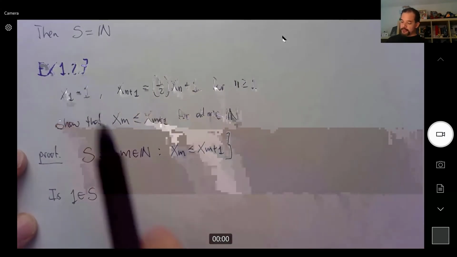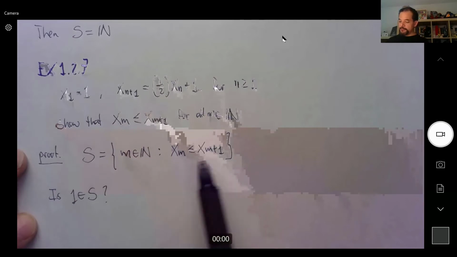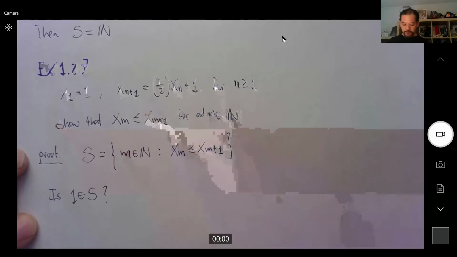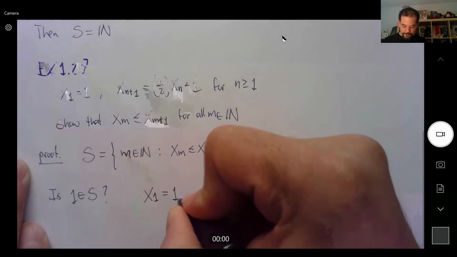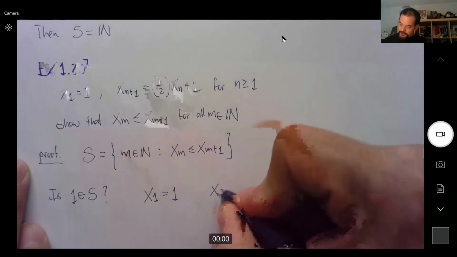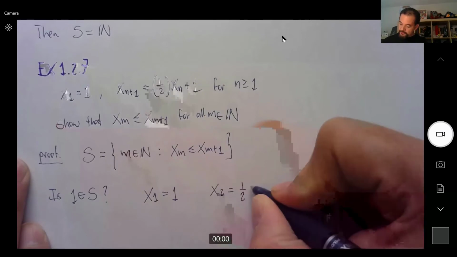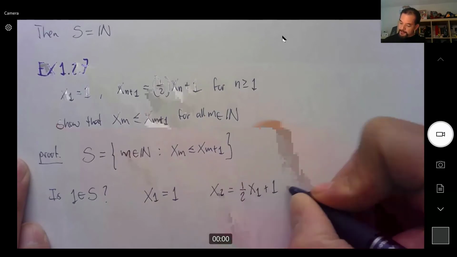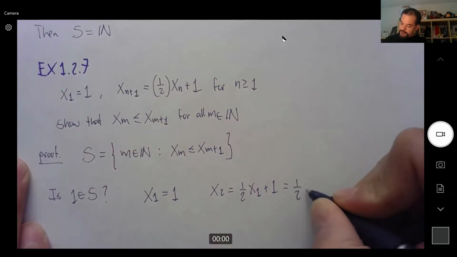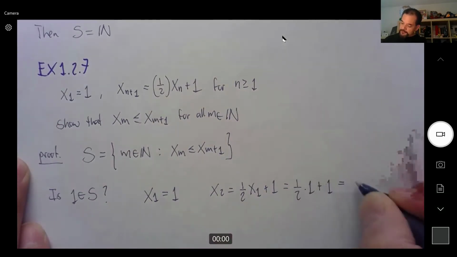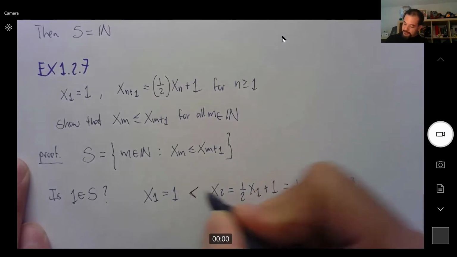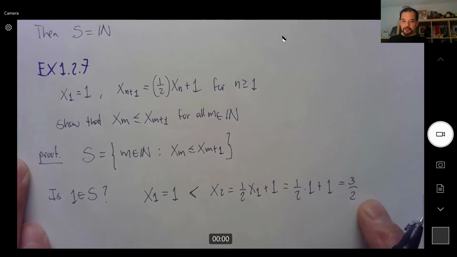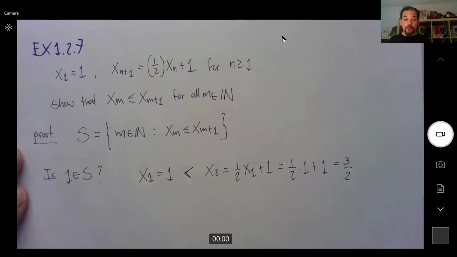And how do we check that? Well, we would need to check that x1 is smaller than x2. So let's figure out what those are. We know that x1 is 1. And we know that x2, according to our definition, is 1/2 x1 plus 1. But x1 is 1, so this is 1/2 times 1 plus 1. So that's 3/2. And that's great because indeed this happens, right? 1 is less than 3/2. So the fact that this inequality is true tells us that 1 belongs to S.